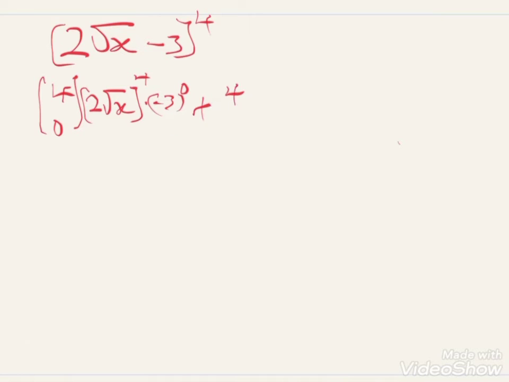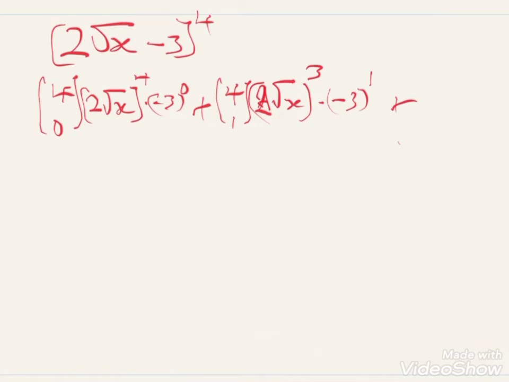Plus, again, 4 combination 1. Have you seen that the number r has increased to 1? Multiplied by 2 square root of x raised to the power of what? When you subtract 1 from 4, you shall have 3. Multiplied by minus 3 raised to the power of what? When you add 1, which is 1, because that is the number r is having.